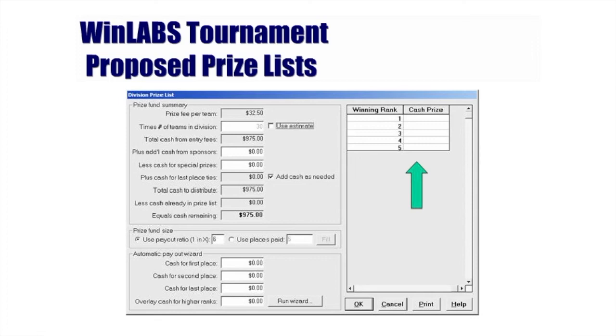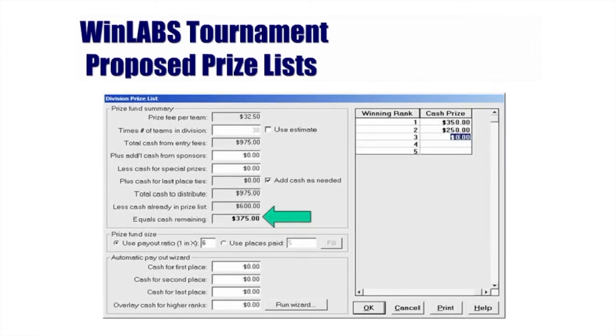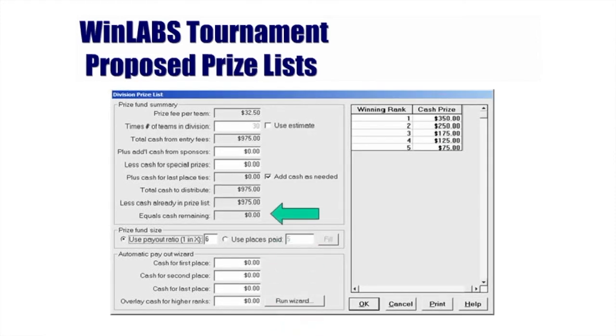If you're using a ratio, the number of cells in the spreadsheet will be automatically calculated. In this example, the system provided 5 places. You can always enter the prizes totally by hand. You can also modify a prize list that was created automatically. Here we are entering the prizes manually. As you enter the amounts, WinLABS will show the cash remaining as you exit each field. In the example above, we've entered 2 places totaling $600. WinLABS is showing that $375 is still remaining. After entering all of the values, the cash remaining should equal 0.